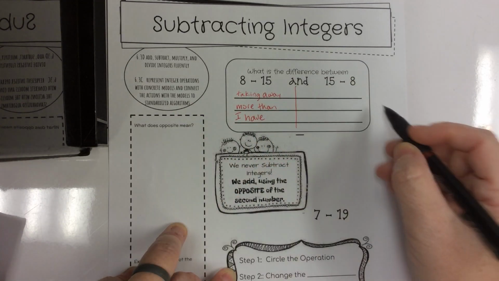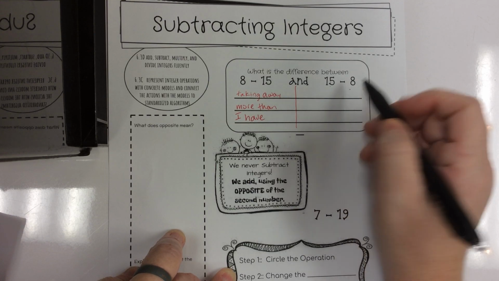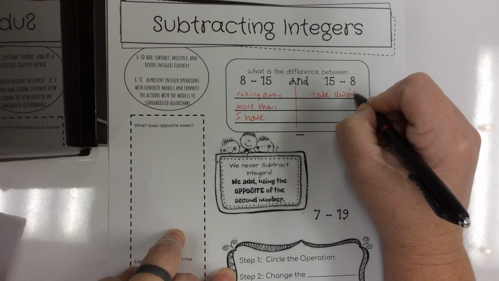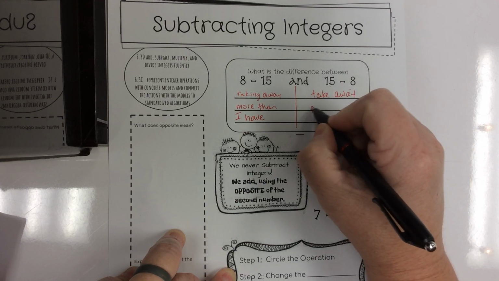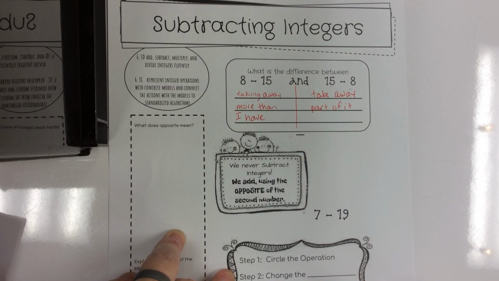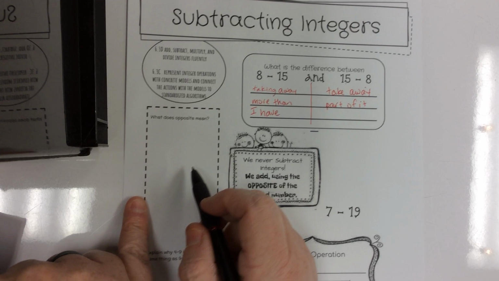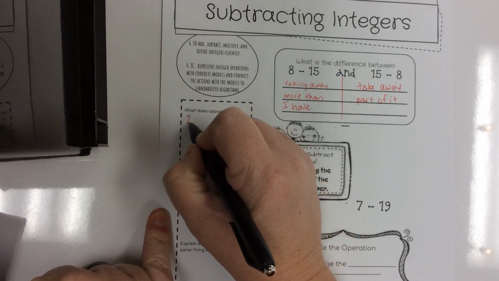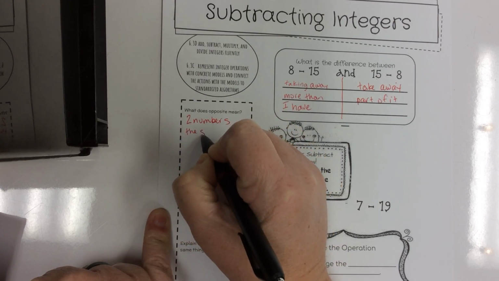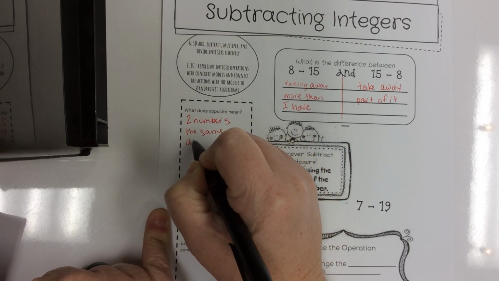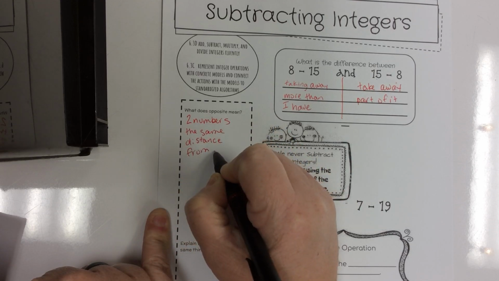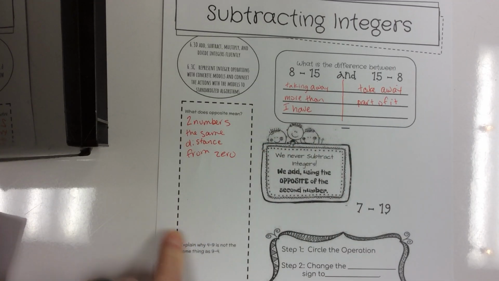Okay, this one, I have an amount and I'm taking away part of it. There is a difference. Actually, the answers become opposites. So what does the word opposite mean as far as numbers? Two numbers the same distance from 0. Two numbers the same distance from 0, okay?